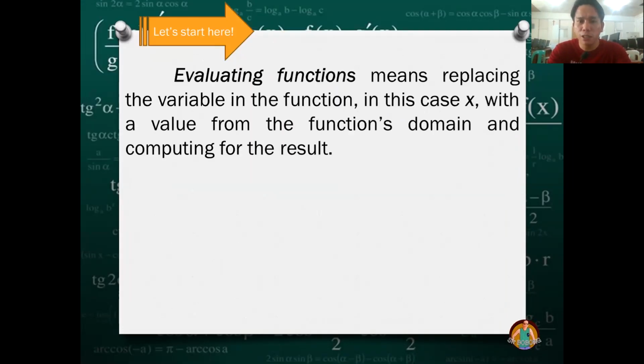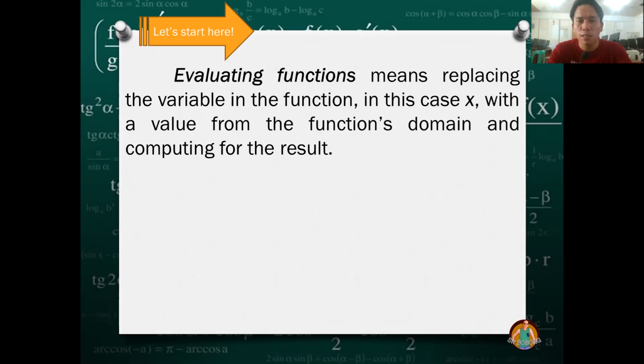Evaluating functions means replacing the variable in the function, in this case x, with a value from the function's domain and computing for the result. In today's lesson, we are going to find the range, meaning we will make use of our x or the domain. So focus muna tayo sa x. Again, variables could be any letter in the alphabet, but this time we will just focus on x as our domain, kasi nasanay tayo na yung x natin is our domain and our y as a range.